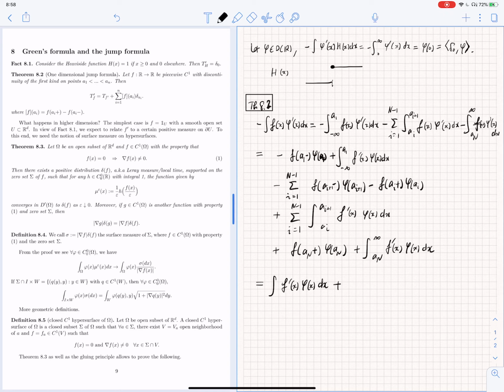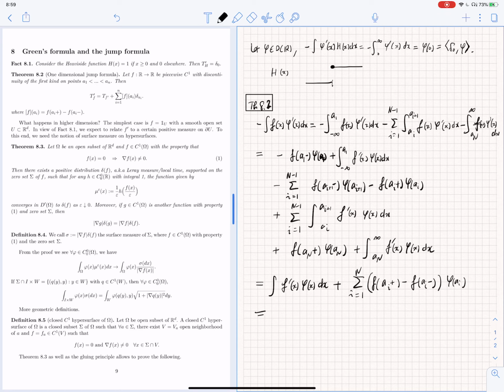On the other hand, if we put all these differences together in the right way, in such a way that we can take out the common factor phi of a_i, and then we compute the difference, we are going to find exactly what we wanted. We're going to find f of a_i plus minus f of a_i minus, which is precisely the jump size of f at the point a_i, times phi of a_i.